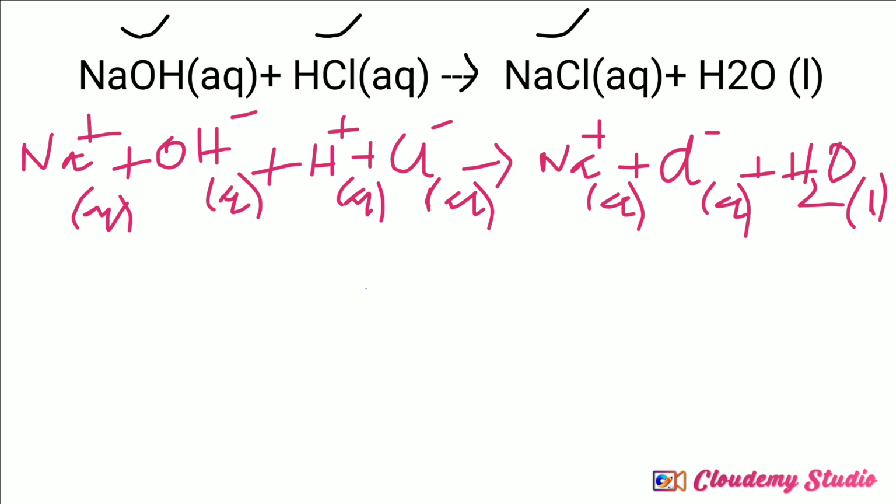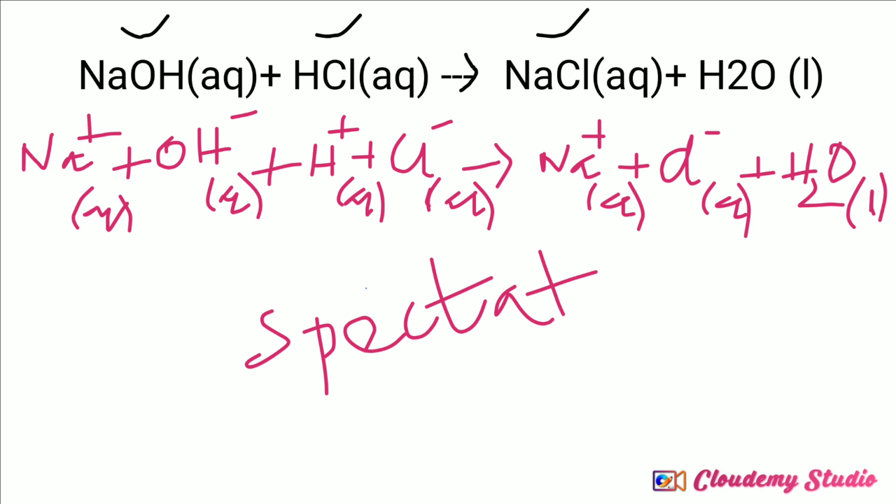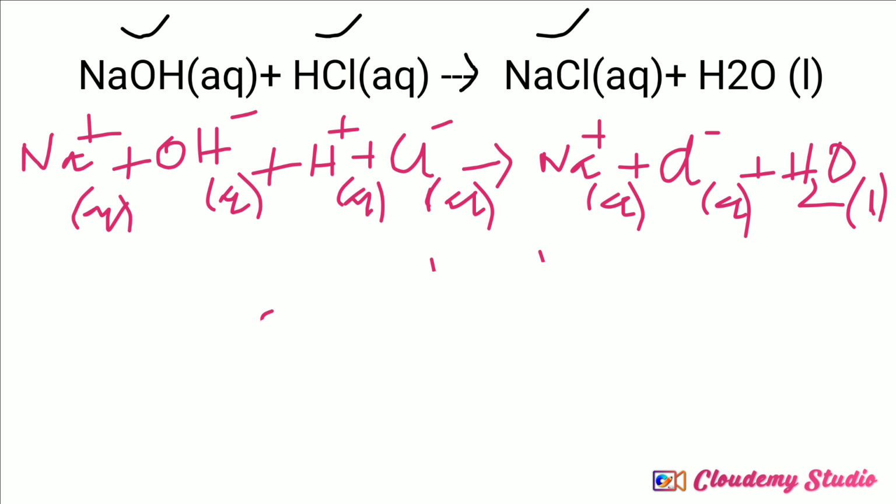The next step, we need to identify the spectator ions. The spectators are not involved in the reaction. They are just watching the reaction. So that is what we need to identify. After the identification, those spectator ions need to be cancelled.